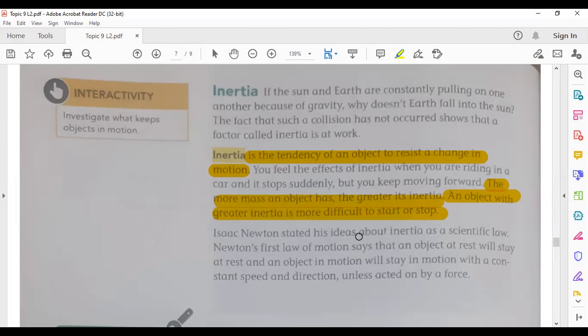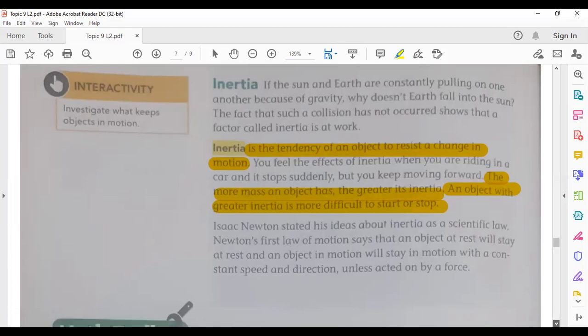Isaac Newton stated his ideas about inertia as a scientific law. It's called Newton's first law of motion. As you know, there are three laws of motion: first law, second law, third law. Newton's first law of motion is called the law of inertia.